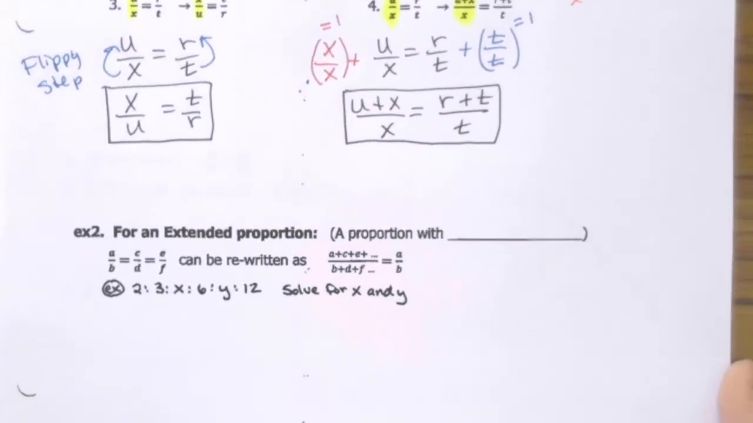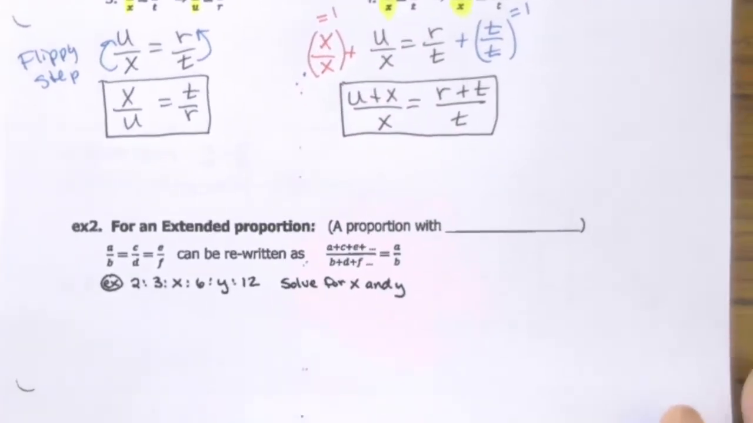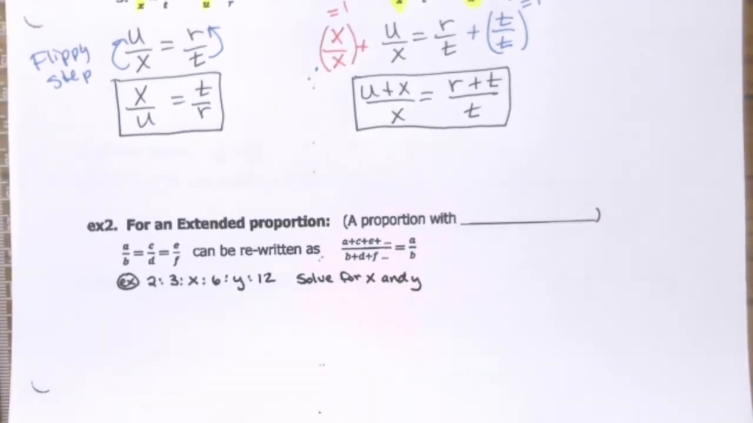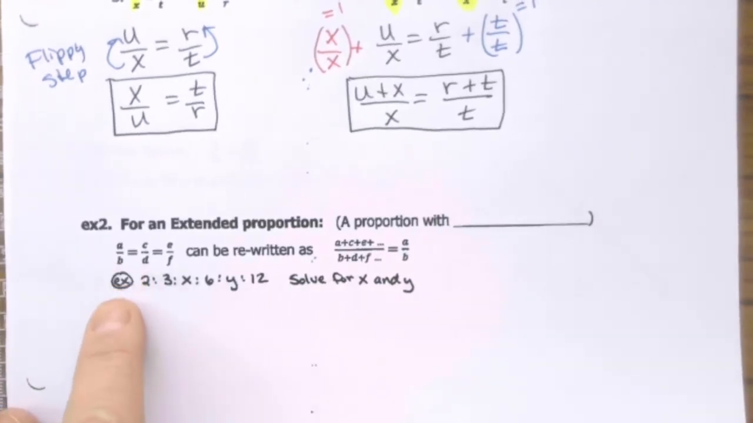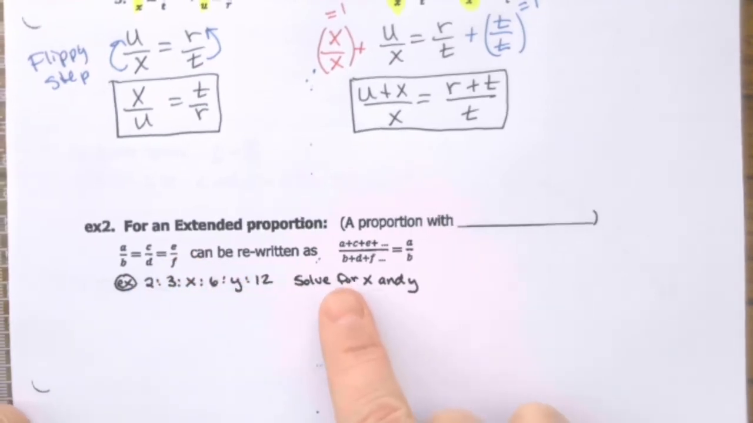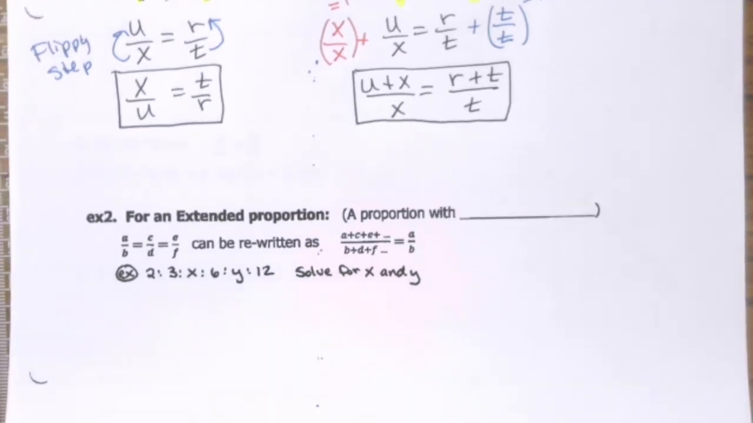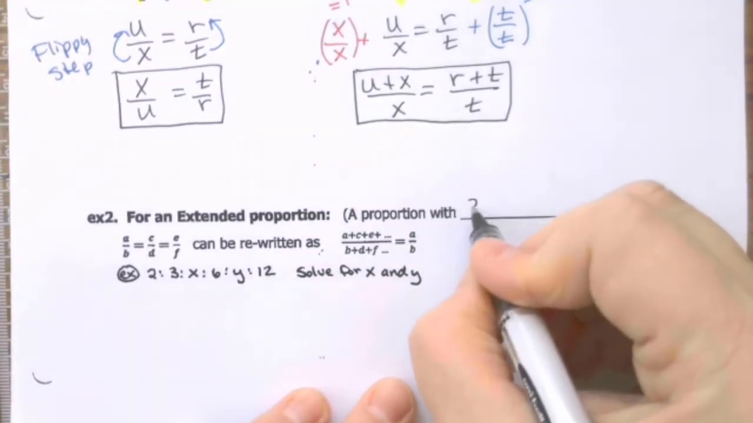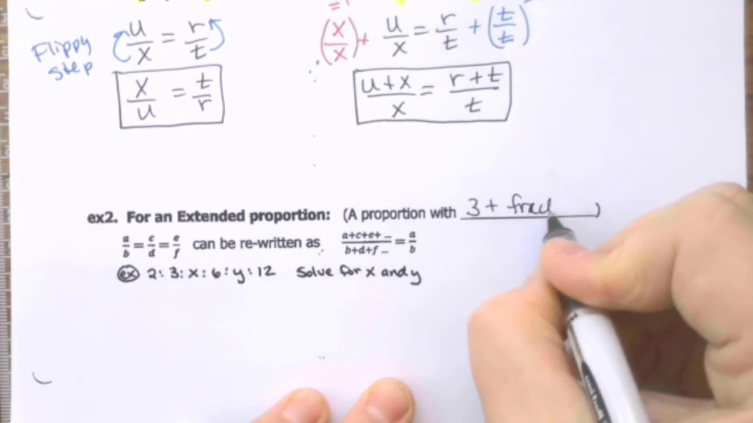Okay, example 2. For an extended proportion, they say a over b equals c over d equals e over f can be rewritten as a plus c plus e plus anything over b plus d plus f, which is equal to a over b. Kind of an interesting thing. An extended proportion is a proportion with 3 or more fractions.